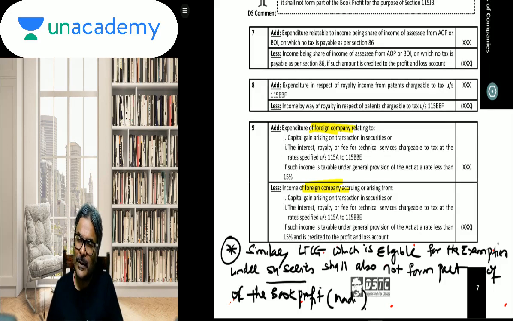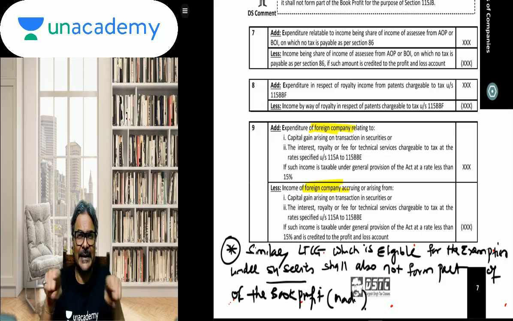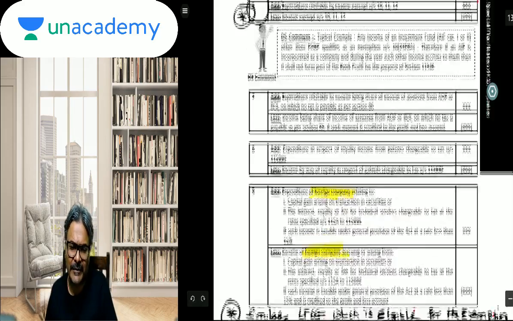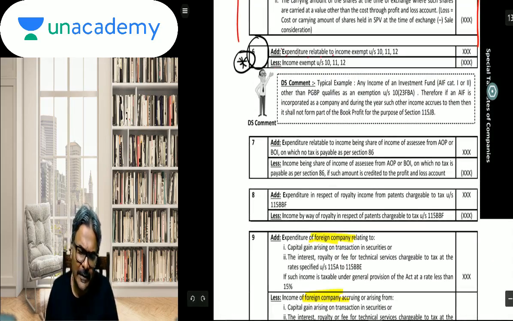And therefore, in order to bring things in congruence, both situations at par, the situation where you are a partner in a partnership firm versus where you are a member in the AOP, to bring both situations at par, what have they given? They have given this particular provision.